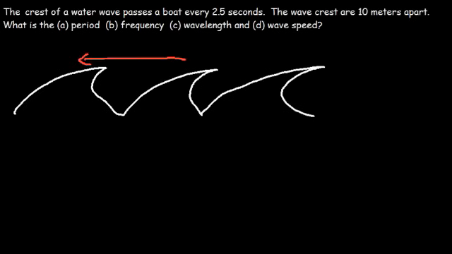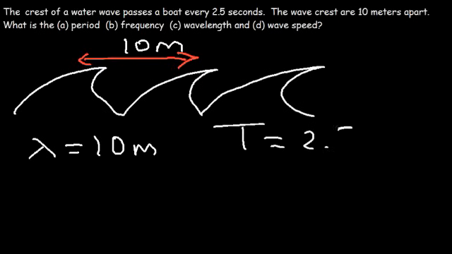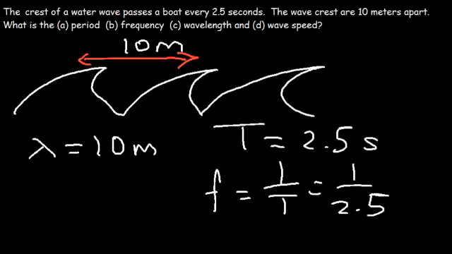So the distance between wave crests is 10 meters. That is the wavelength. So that's the answer to part C. Now notice that the wave passes the boat every 2.5 seconds. The time it takes for a wave to complete one cycle is the period. So the period is 2.5 seconds. So that's the answer to part A. Now the frequency is 1 divided by the period. So it's 1/2.5, which is about 0.4 hertz.